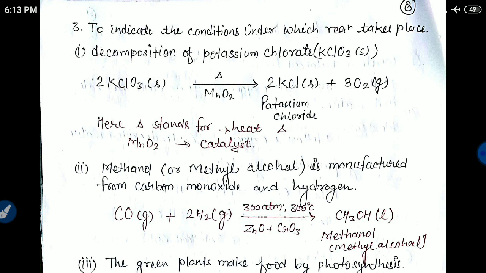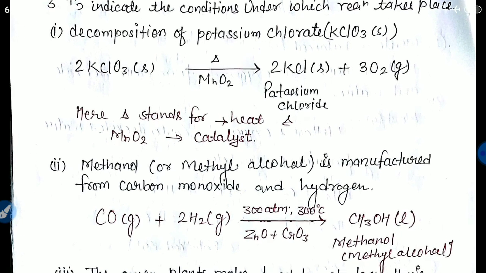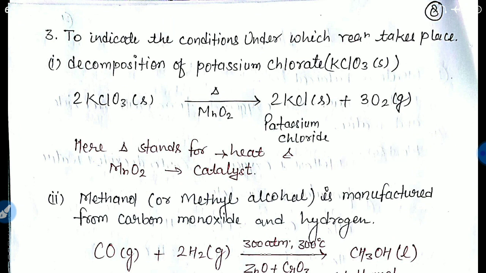Now read the next problem. To indicate the conditions under which a reaction takes place, you have to write conditions like physical condition, chemical condition, and their states also. First one is decomposition of potassium chlorate. What is the formula of potassium chlorate? The formula of potassium chlorate is KClO3 and its state is solid. This is found in the solid state. To represent the solid state we have to write S in brackets.